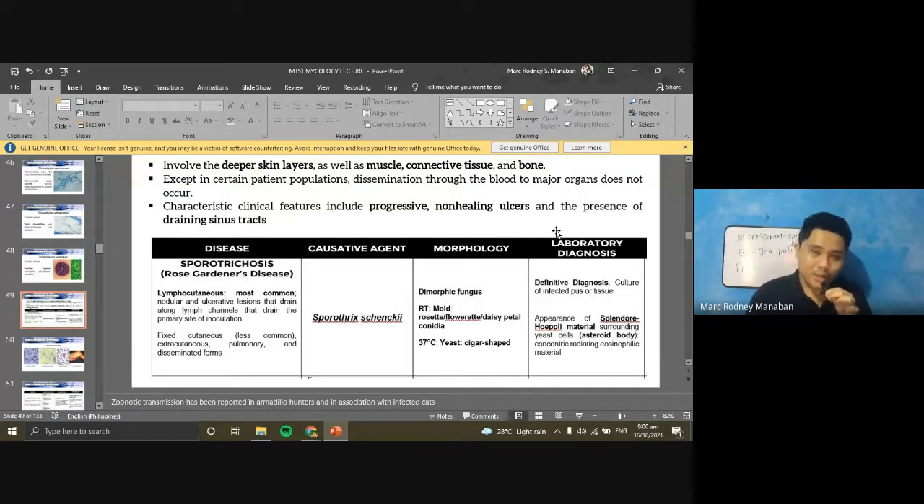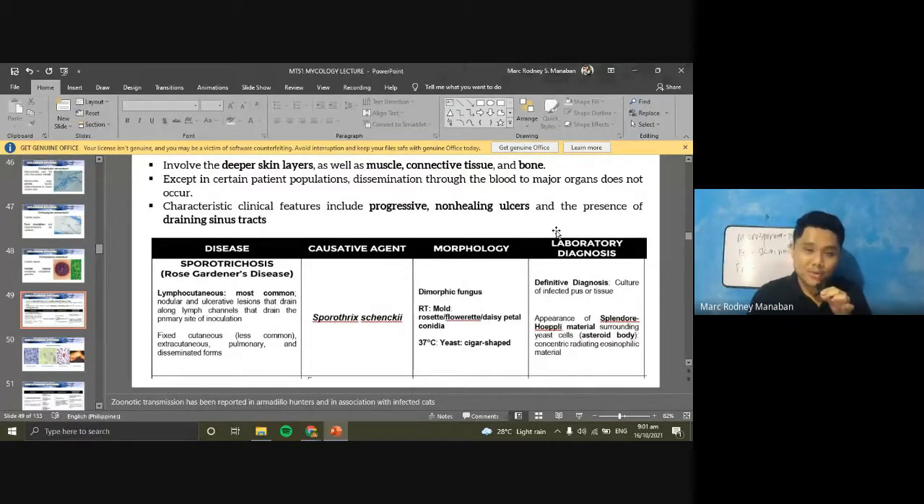Na extracutaneous, maabot siya sa other organs, pulmonary and disseminated forms. Usually, these are seen in mga immunocompromised na mga patients. Alright? Kani mga disseminated forms. Again, the causative agent is your Sporothrix schenckii.